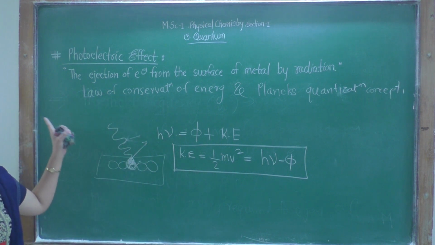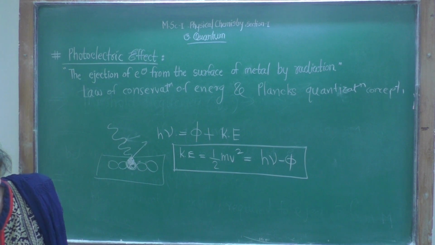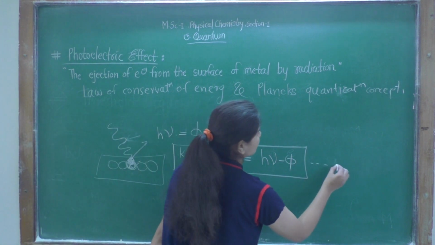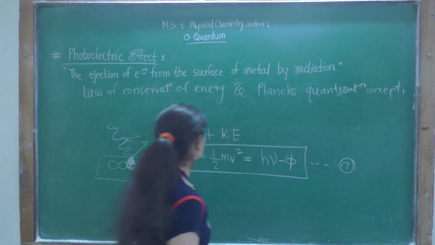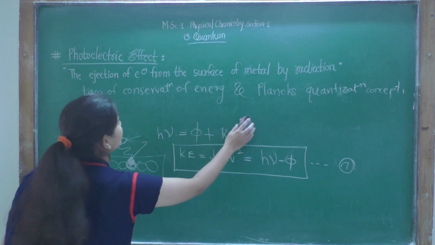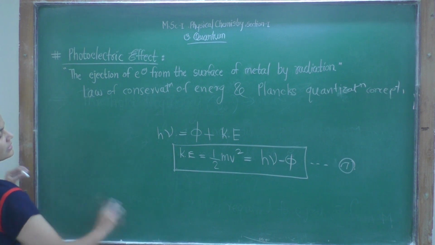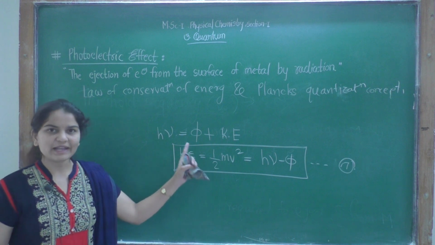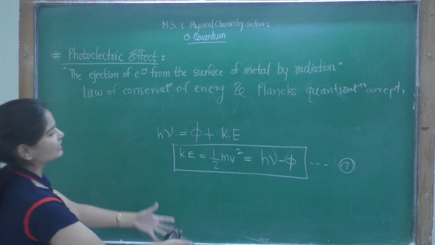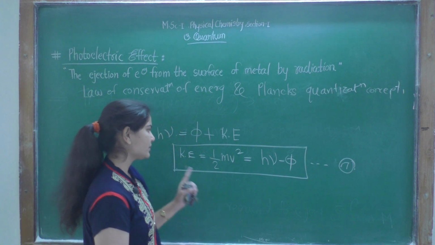This equation is given by Einstein, a very important equation. Let me number that equation. It is number 7, equation number 7. Just give numbers to all the equations which we have discussed in previous classes. This is the number 7 equation. Einstein got this type of equation with the law of conservation of energy and the quantization concept.